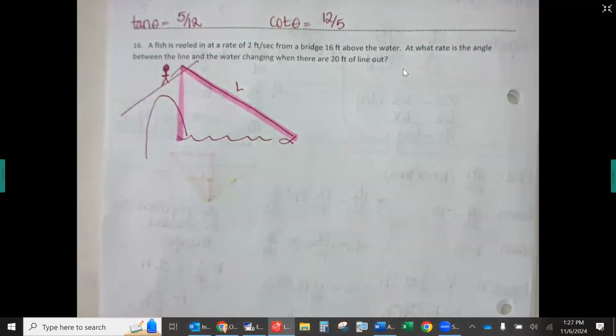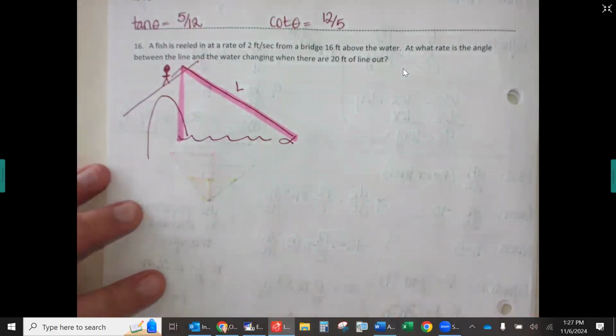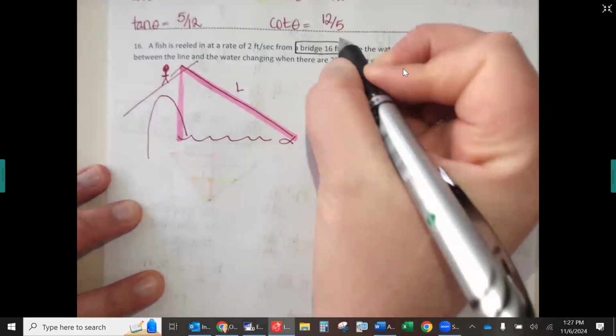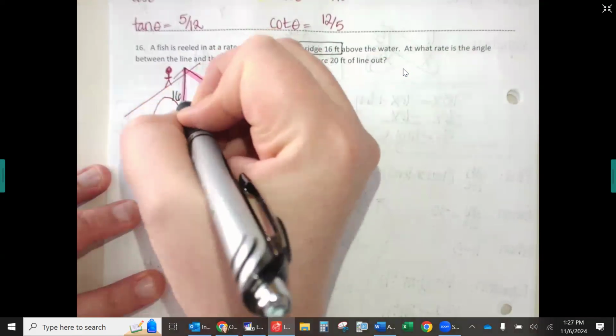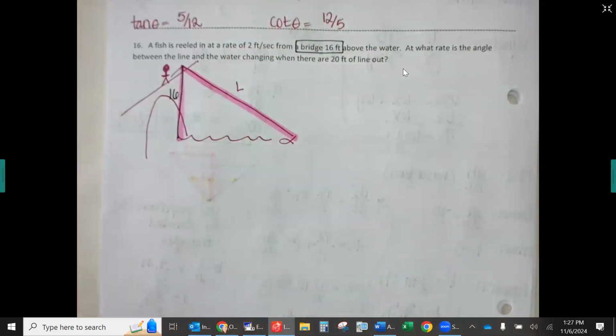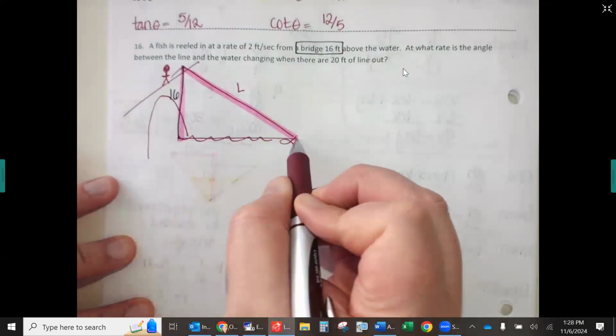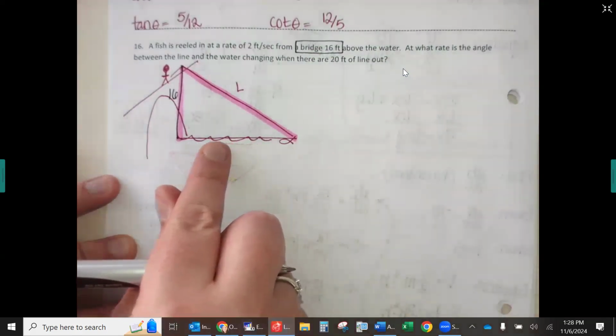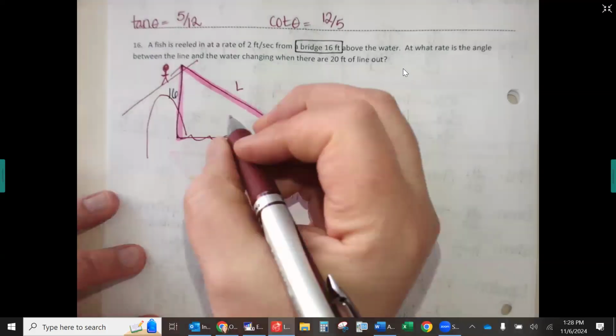Okay, next variable, how high the guy is off the ground. Is that a constant or a variable? Constant. So I'm going to label the height of the bridge with how tall it is. How tall is it? Okay, the bridge is 16 feet. That's this side here. Okay, the third side is how far away the fish is from the bridge. Is that a constant distance or a changing distance? So as you reel him in, he's going to get closer, right? Until you eventually pull him up. So we're going to just call this X.